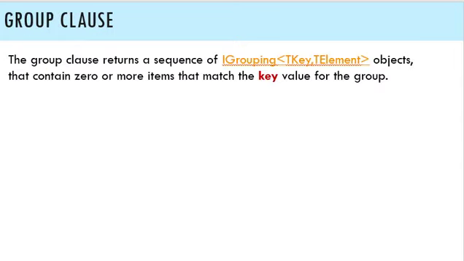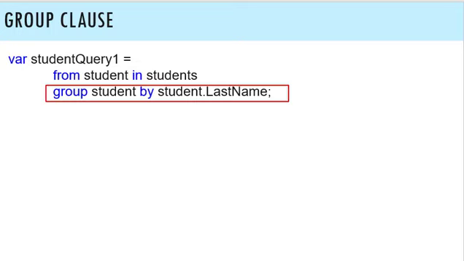The group clause returns a sequence of IGrouping objects that contain zero or more items that match the key value for the group. Here is an example of the group clause to group student objects by last name. Name of the range variable is mentioned after the group clause and name of the key is mentioned after the by clause. Under each key, the collection of the related students will be set as a value. Note that select clause is not used in this query.